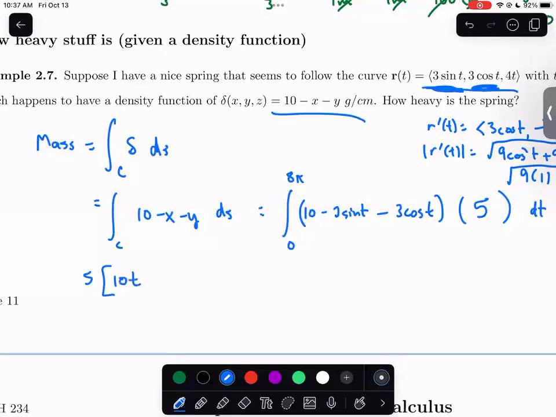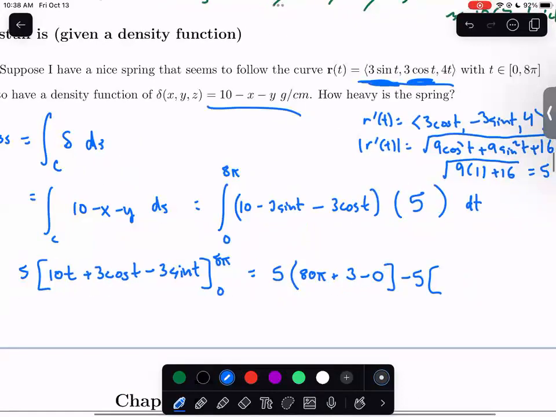When I integrate 10, I get 10t. When I integrate sine, I get negative cosine. When I integrate cosine, I get sine. And I need to evaluate this from 0 to 8 pi. So if I plugged in 8 pi everywhere, let's see, I'd get 80 pi plus 3 cosine of 8 pi. Well, that's going to be 1 here. So 3 times 1 will be 3. And then sine of 8 pi is going to be 0.